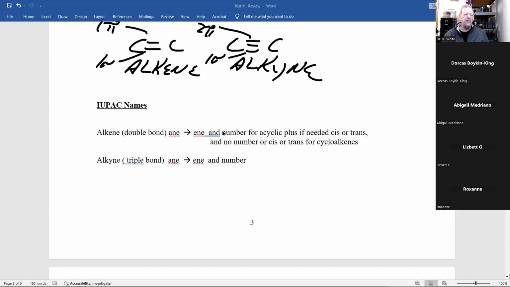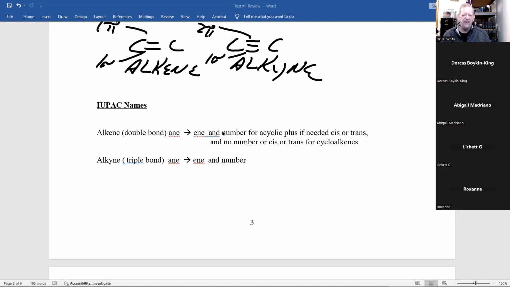Now, let's go through the IUPAC names. For an alkene, a molecule with a double bond, you name the longest chain as an alkane.